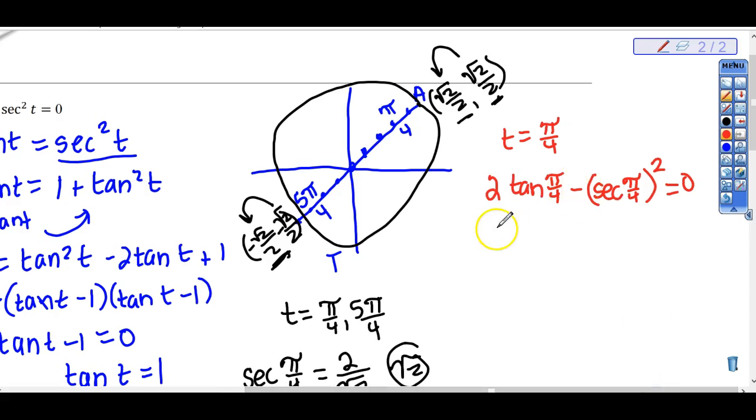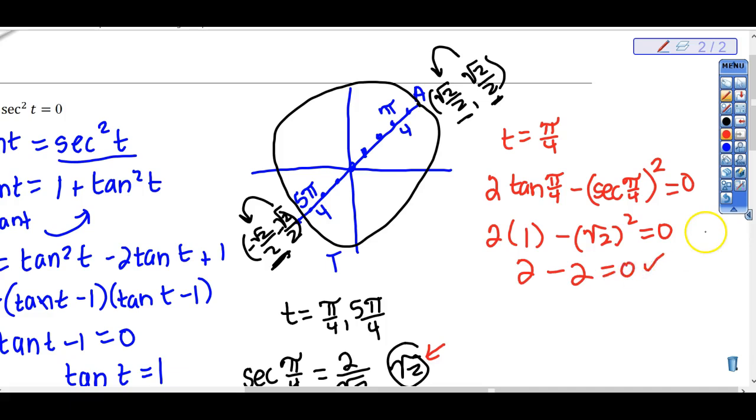Okay, so what's the tangent of pi over 4? It's right here, 1. We found it. And what's the secant of pi over 4? We found it, it's right here: square root of 2, squared, equals 0. So we have 2 minus 2 equals 0. So pi over 4 is a good solution, valid, and it satisfies the equation.